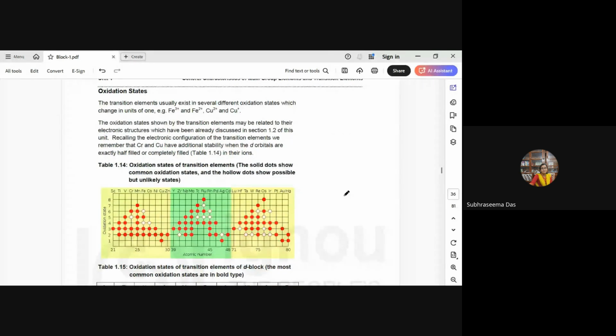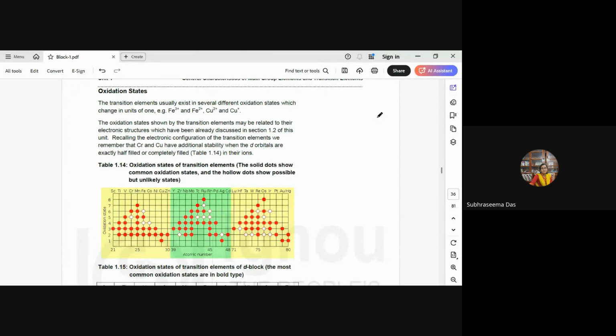Then coming to oxidation states. The transition elements usually exist in several different oxidation states, like iron. Iron exists in two oxidation states: one is Fe2+, that is ferrous, and the other is Fe3+, that is ferric. Similarly, we come across mostly those transition elements that show variable oxidation states. Now, why do most transition elements show variable oxidation states? This is mostly related to their electronic structure.